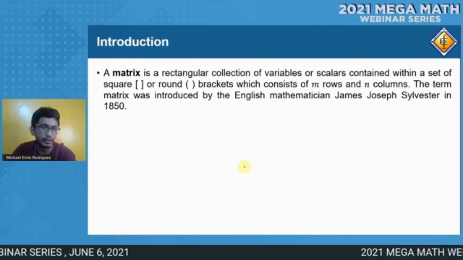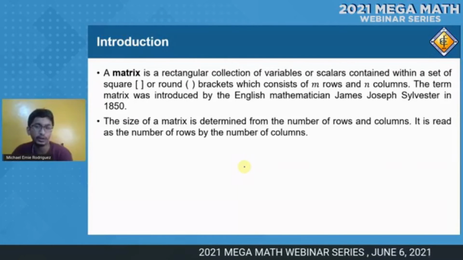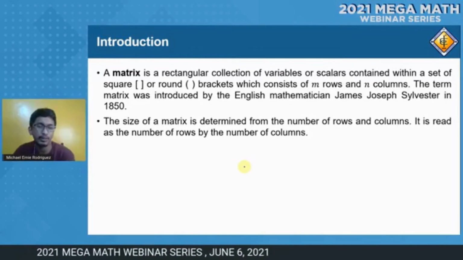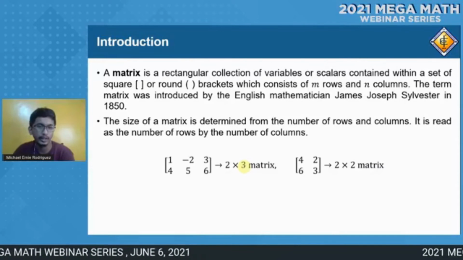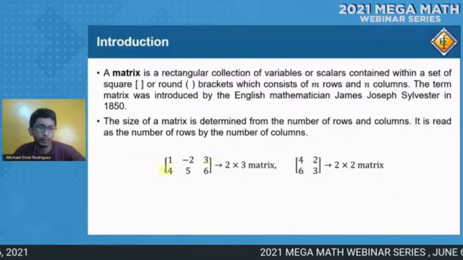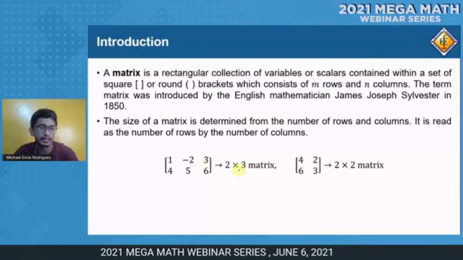Okay? So, ang size ng matrix is determined from the number of rows and columns. So, ang basa natin doon is number of rows by the number of columns. So, if we are given this, ang number of rows, we have 2 rows and then 3 columns. So, this is a 2 by 3 matrix.